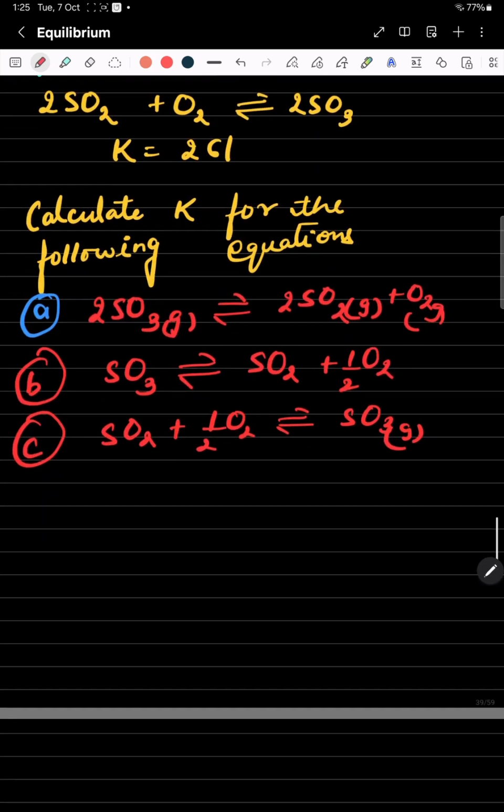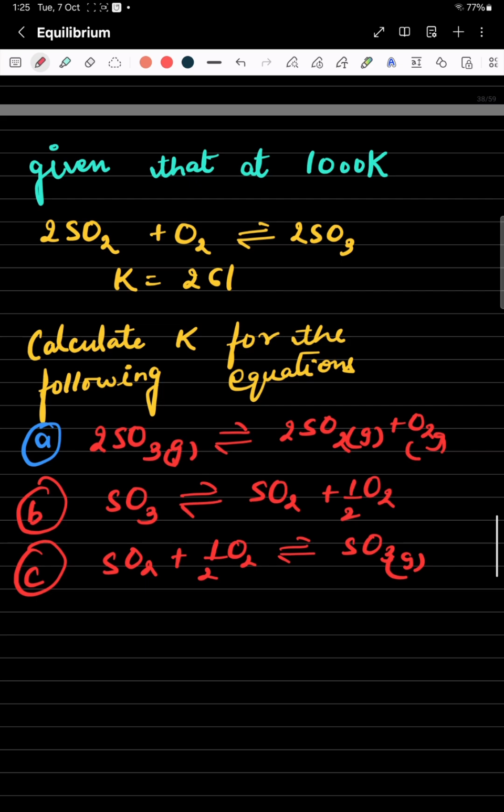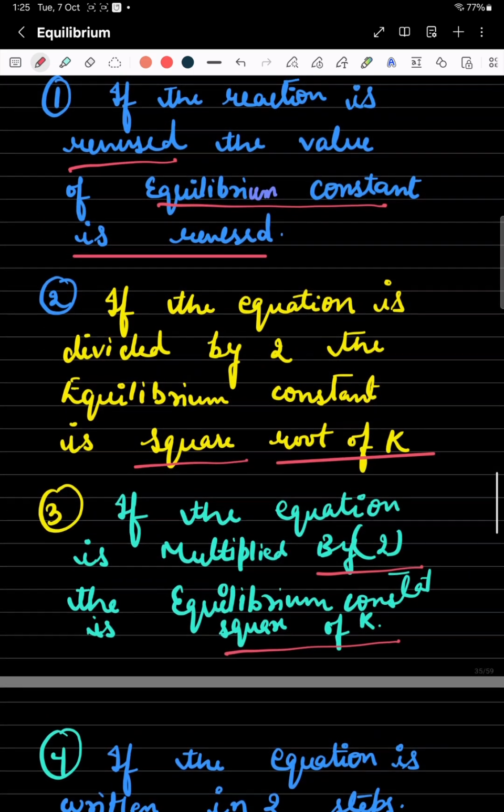Now let's do some numericals. Given that at 1000 Kelvin, 2SO2 plus O2 forms 2SO3, the K value is given as 261. Calculate K for the following equations. For the following equations, you have simply reversed this equation: 2SO3 forms 2SO2 plus O2. If you have reversed the equation, as we have studied, just simply do the inverse of K.